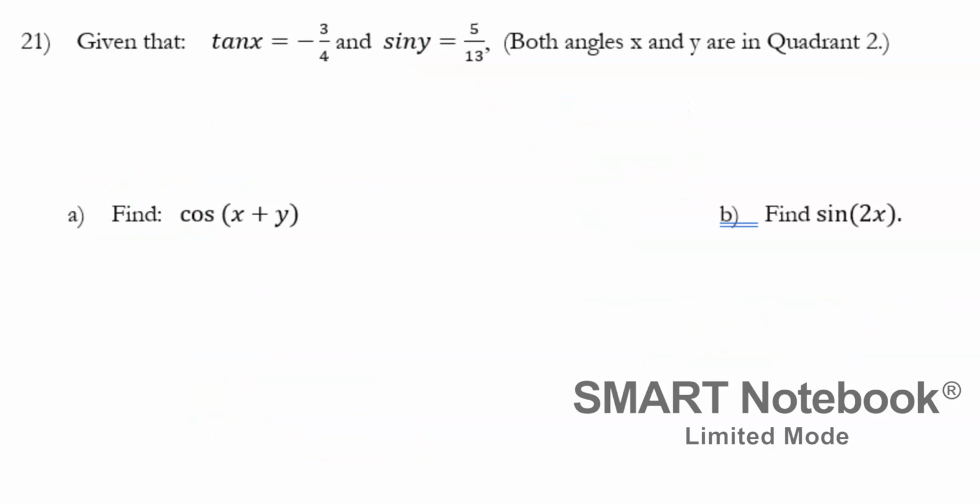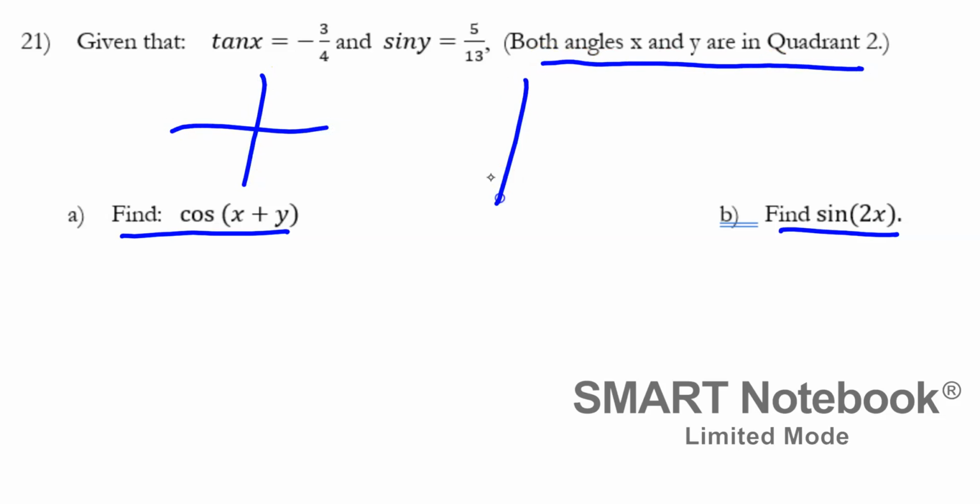And the last problem of our cumulative review, number 21, goes back to a little bit of trig identities. Given that tangent of x equals negative 3/4 and sine of y is 5/13, we want to find these two identities, which are on an identity sheet, which you will be given if this question is here on your test. Both angles are in quadrant 2.